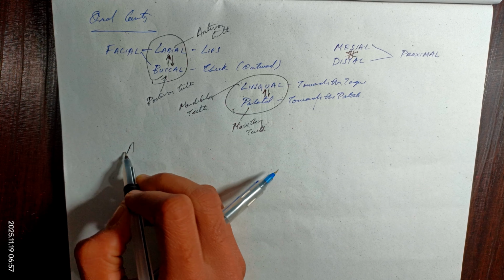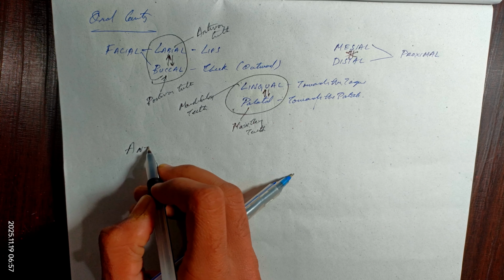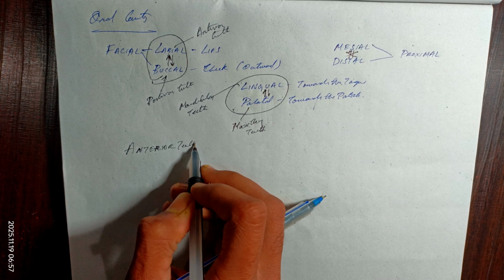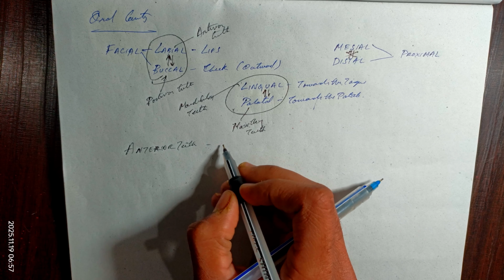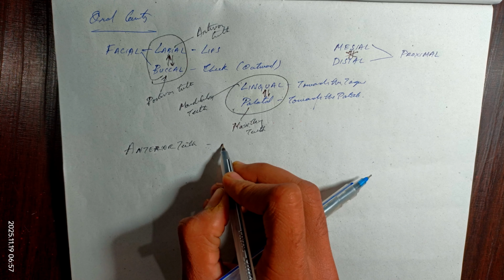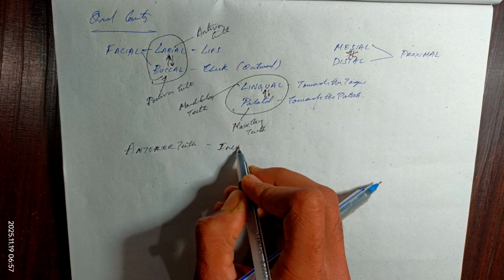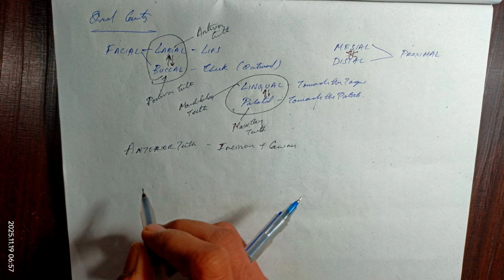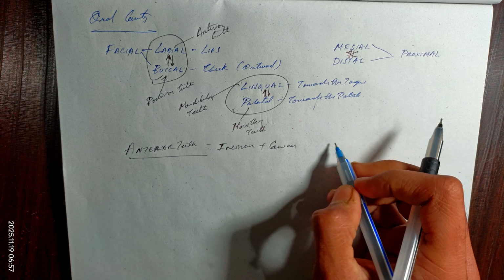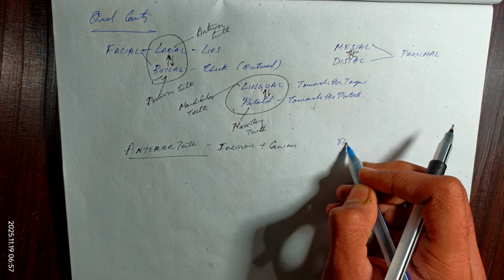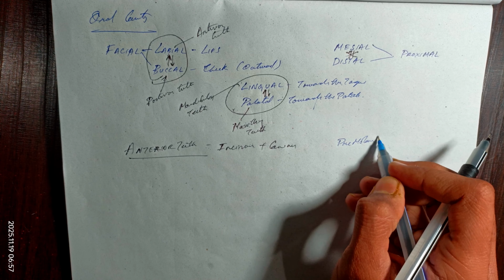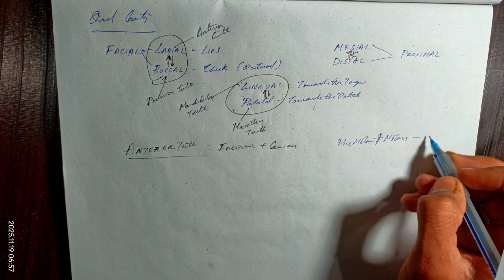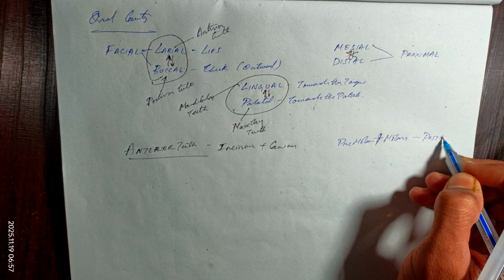Now, what is anterior and posterior teeth? Anterior teeth is for both incisors plus canines are known as anterior teeth, and premolars and molars are known as posterior teeth.